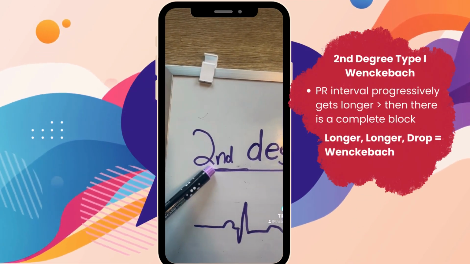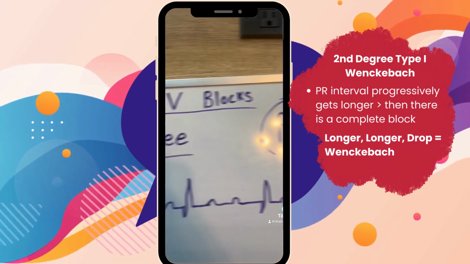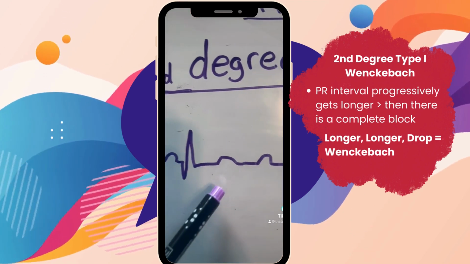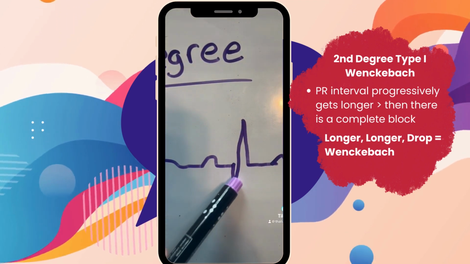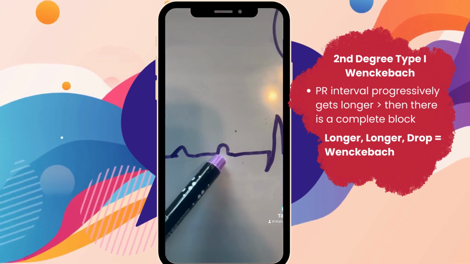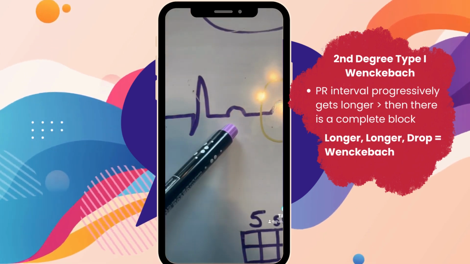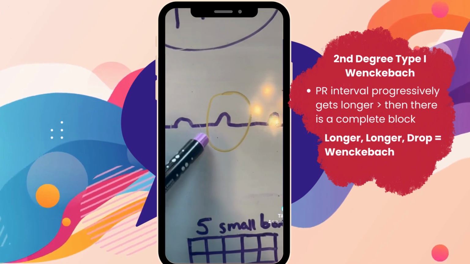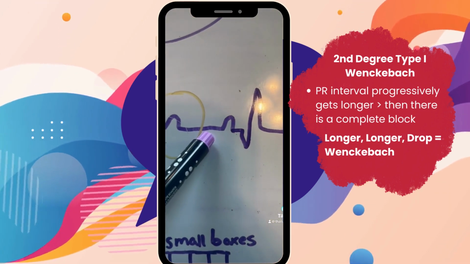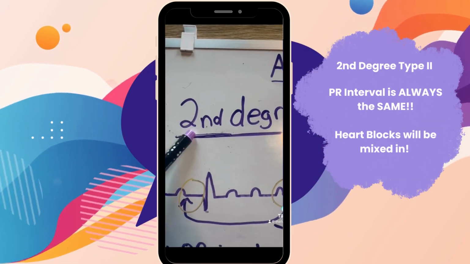Now going on to second degree, also called Mobitz 1 or Wenckebach. Once again, we are paying attention to only the PR interval if we're wanting to determine which heart block it is. So with second degree type 1, you've heard of "longer, longer, drop, Wenckebach." That is it. There will be some heart blocks in there, but the biggest thing to pay attention to is, once again, the PR interval. You see that it got longer and longer between that P wave and the QRS, but then there was eventually a drop. And then once again, you see it pick back up with that PR interval being shortened.